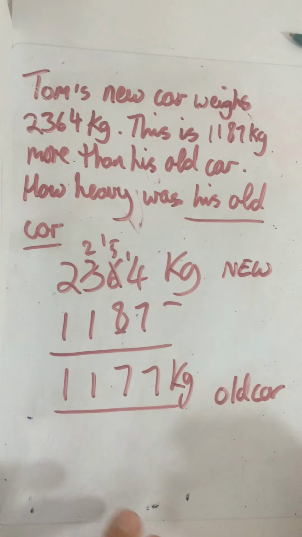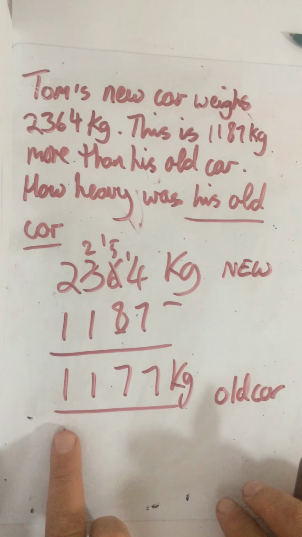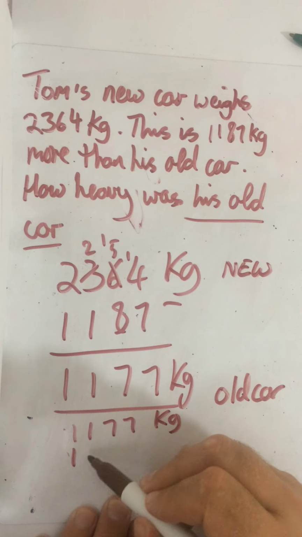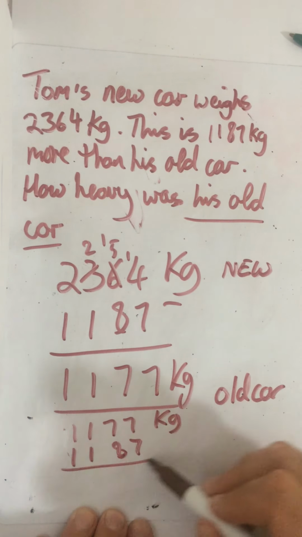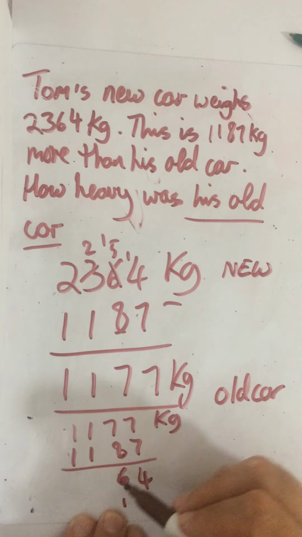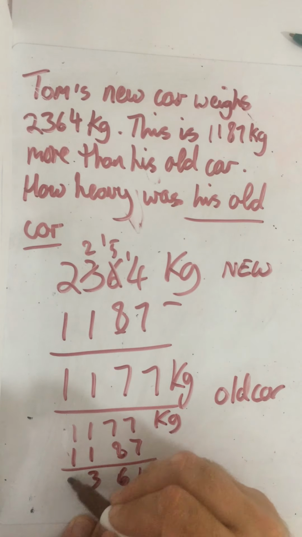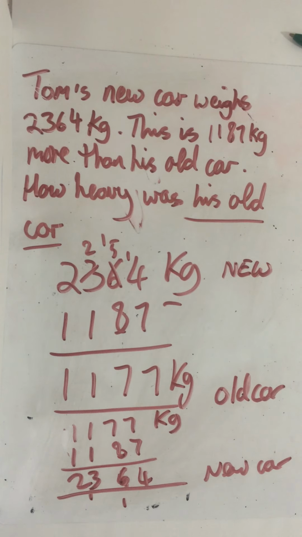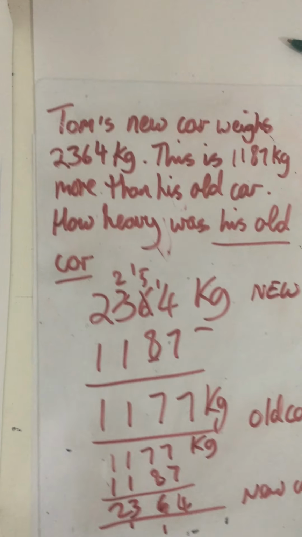And then we can just check that, because then we've got his old car was this weight, 1,177 kilograms, and his new car is 1,187 kilograms heavier. If we were to add those up, we do in fact get the new car. Okay, so we've even just checked that one just in case. Now when you come to do these yourself, it's very easy to kind of rush in and make mistakes when it comes to word problems. You have to take your time and think about it.